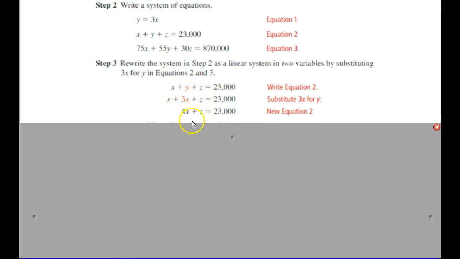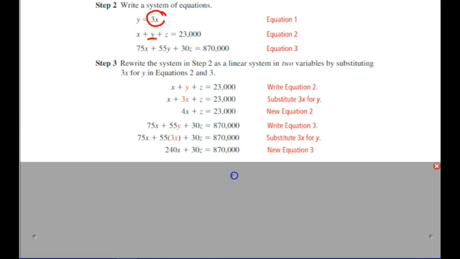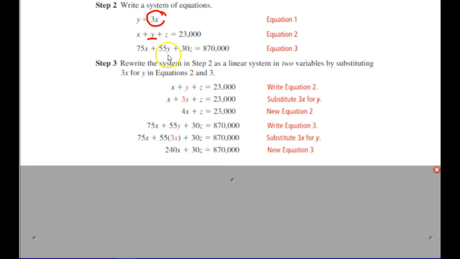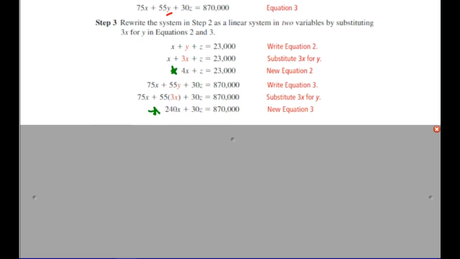So I'm going to end up with 4x plus z equals 23,000. Because all I did here was I took this 3x and I plugged it in where I saw a y right there. Well, I might as well do that down here as well, since I have a y right there. Plug that 3x in and simplify there. So now again I have my 2 equations, with 2 variables that I can then set equal and solve from there.